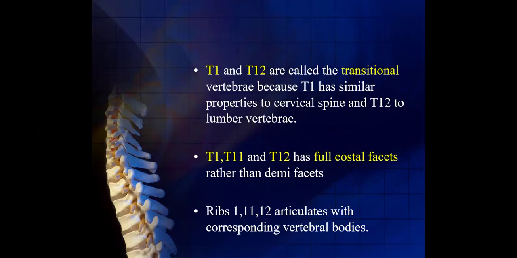The T1, the 11th thoracic, and the 12th thoracic have a full costal facet rather than the demi facet, while the remaining nine, the T2, T3, T4 up to the T10, all have the demi facet for the ribs posteriorly. Ribs 1, 11, and 12 articulate with corresponding vertebral bodies.